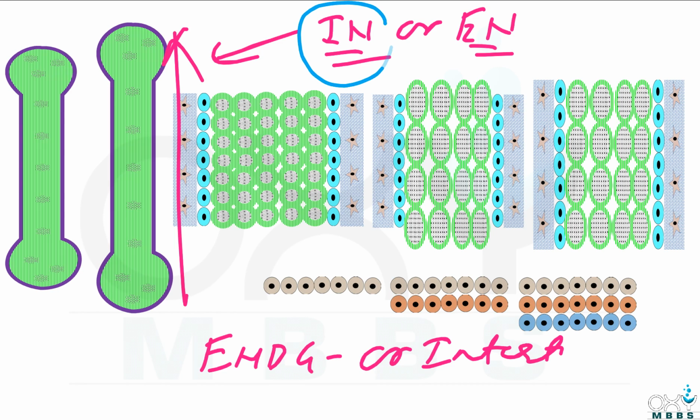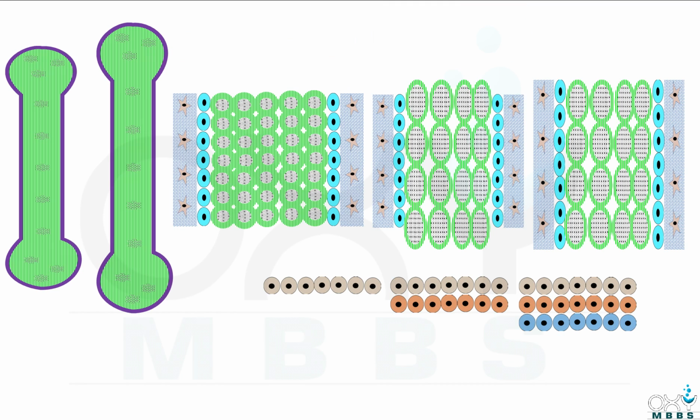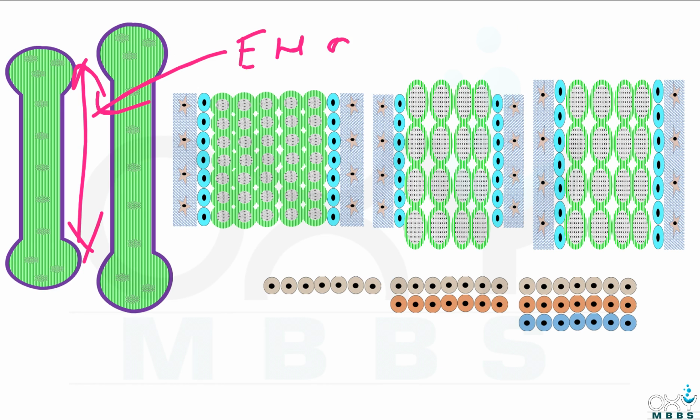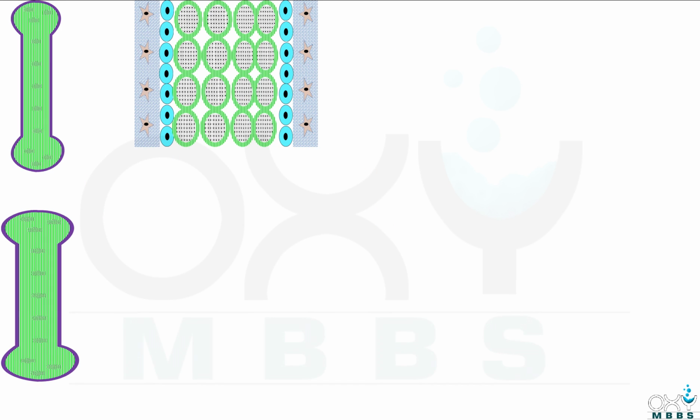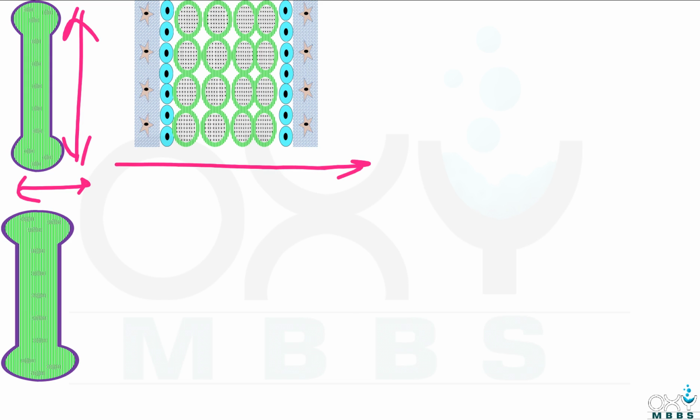In means interstitial growth, or N means endogenous growth. So friends, this is how the cartilage model grows in length, by endogenous or interstitial growth. After length, now we will discuss how this cartilage model grows in thickness or width, and for it the cartilage model has to grow in this direction.